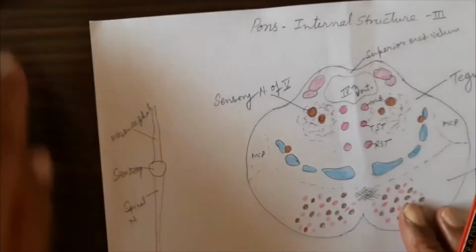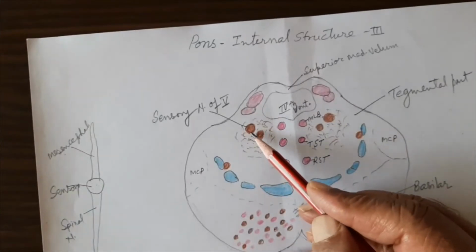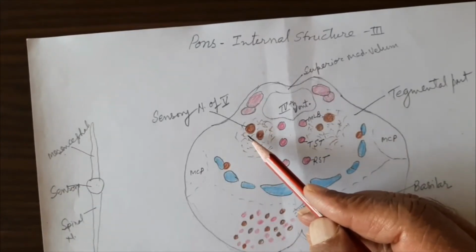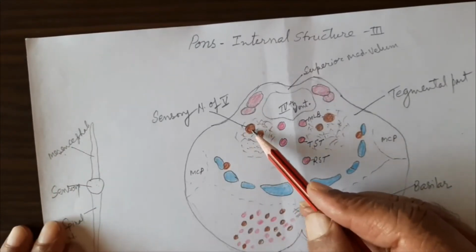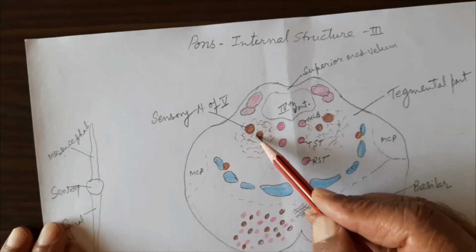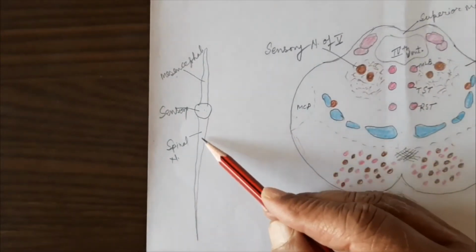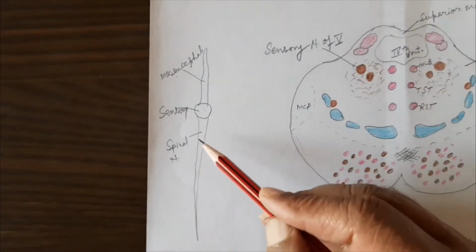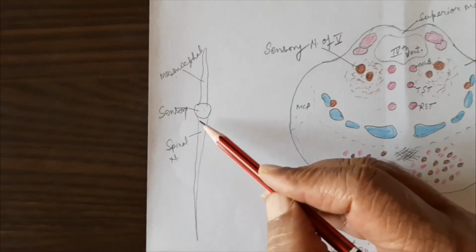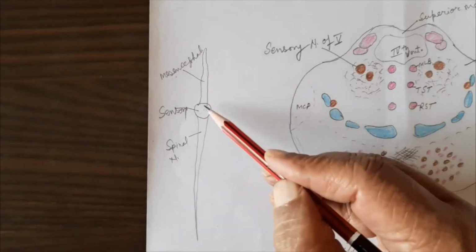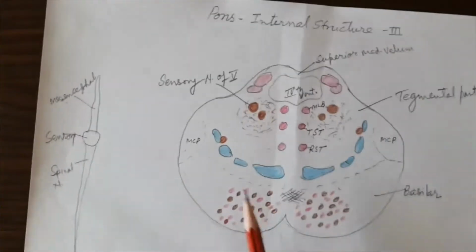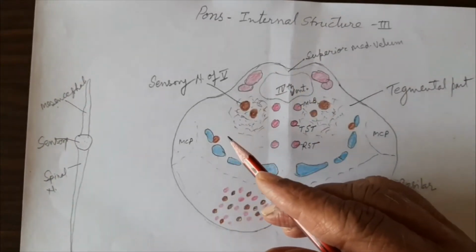Now this is the main sensory nucleus. That's why it is called the main or principal sensory nucleus of the trigeminal nerve. It is situated just lateral to the motor nucleus of the trigeminal nerve. This nucleus below is continuous with the spinal nucleus of the trigeminal, and above it continues with the mesencephalic nucleus of the trigeminal nerve.